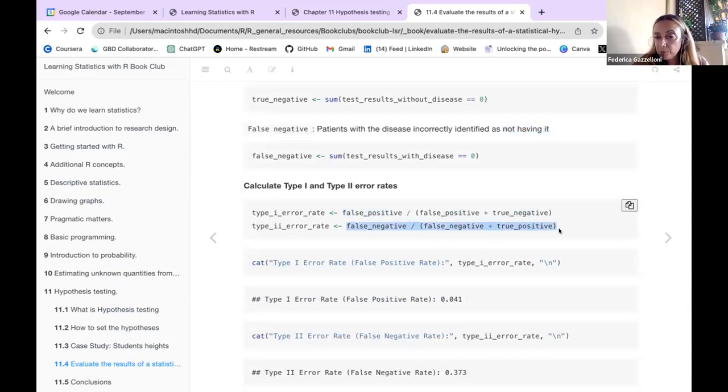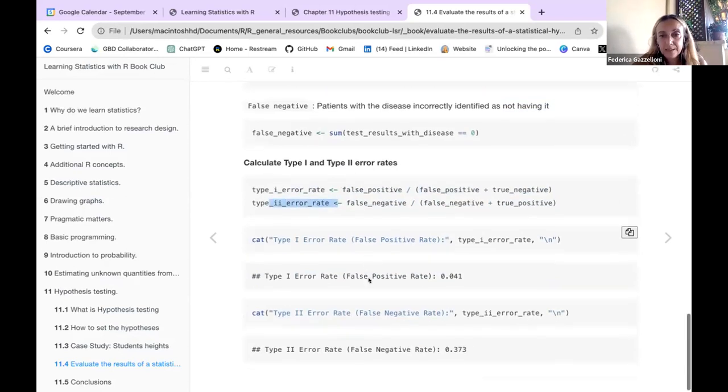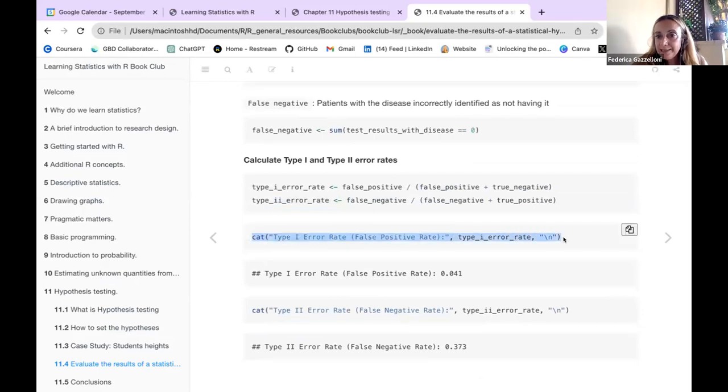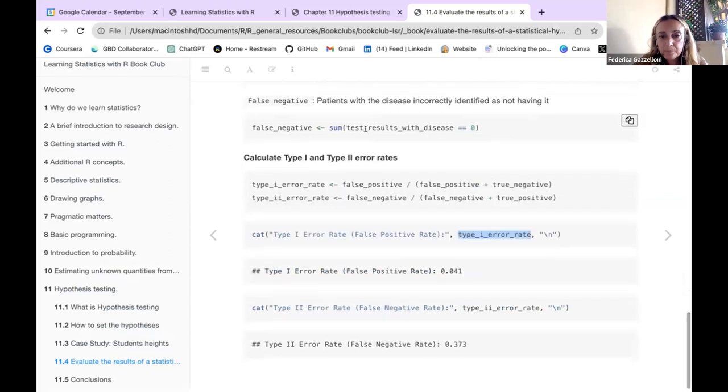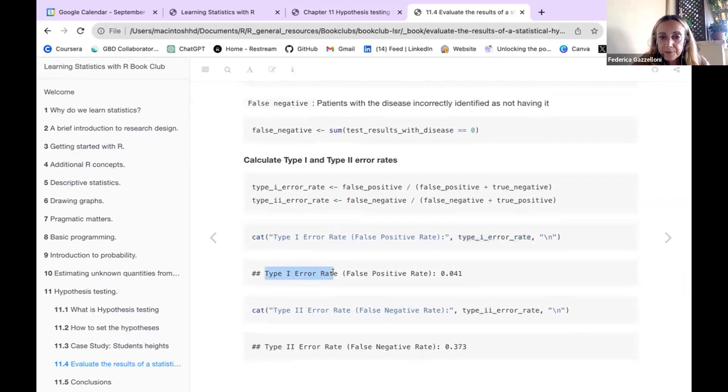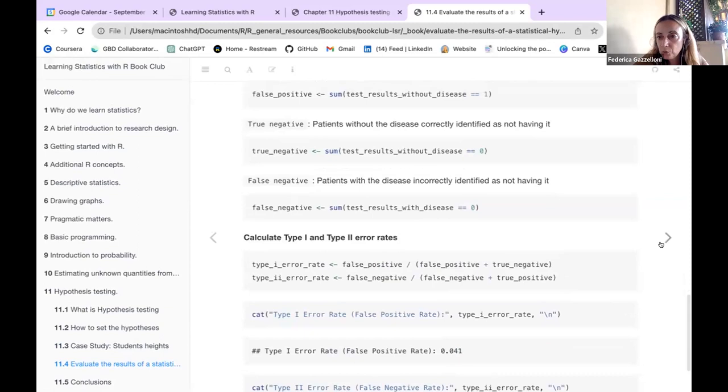If we look at them on a proportion, we have false positive divided by the sum of false positive and true negative, and false negative divided by the sum of false negative and true positive. We have a type 1 error and a type 2 error. So in this case, if we extrapolate our results with our simulated values, then we jump into R and have a look. We can see that the type 1 error or the false positive rate is 4%, while the type 2 error or false negative rate is 37%. So what should we conclude?